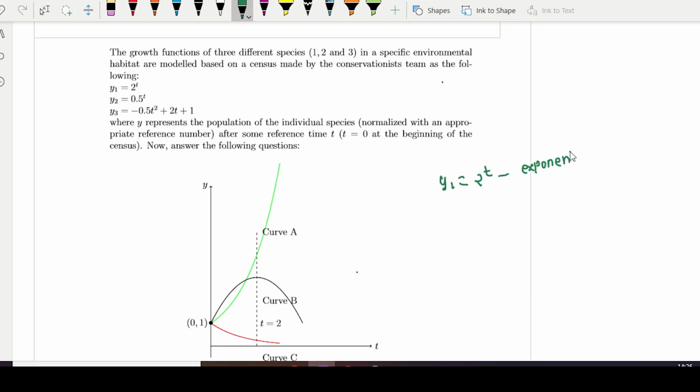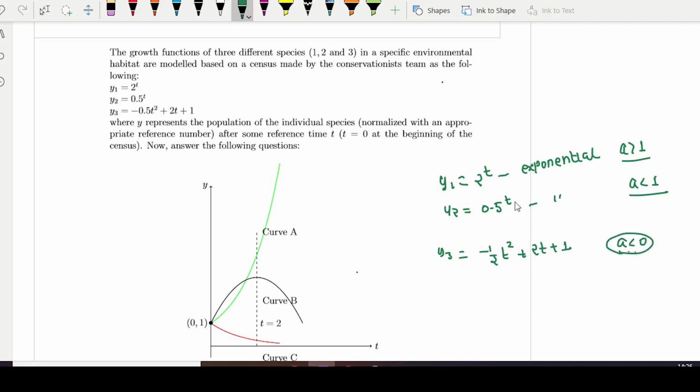so this is exponential, and here a is greater than 1, so it will be increasing. Second one is y2 equal to 0.5 to the power t, it is also exponential but its base is less than 1. And the third one is minus half t square plus 2t plus 1, so it is a parabola, quadratic, opening downward. Okay, here a is less than 0. So based on the curves given, we can conclude y1 will be this one, and y2 will be this one, and this is y3 opening downward.